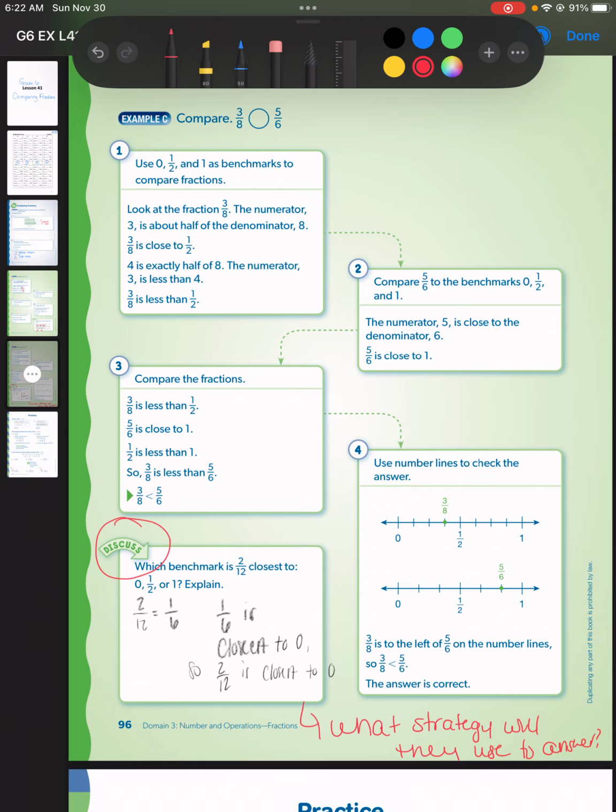Then have students answer the question, which benchmark is 2/12 closest to? One more thing to point out here, if you notice in the exemplar, 2/12 was simplified. That will just make the fraction easier to compare. So it's helpful to push students to simplify fractions always.